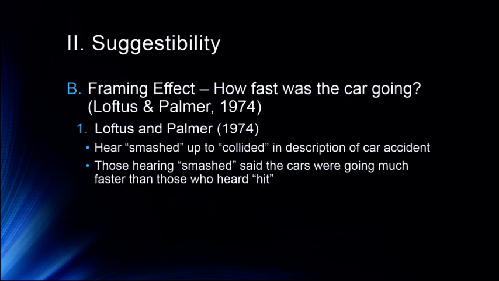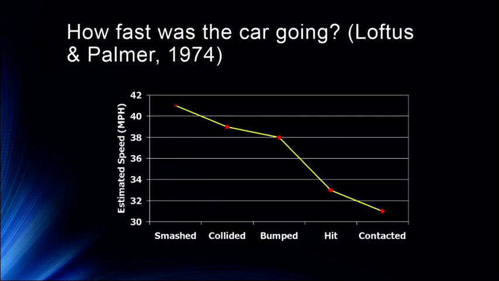In another study on what's called the framing effect, Loftus and Palmer looked at how fast a car was going. They were watching a film, it would have been in those days, of cars traveling down the road and colliding, and they're asked how fast the cars were going when they smashed, collided, bumped, hit, or contacted in the description of the car accident. So there's a bunch of different adjectives.